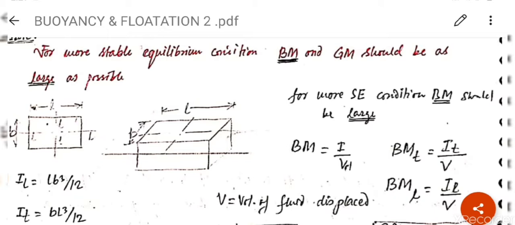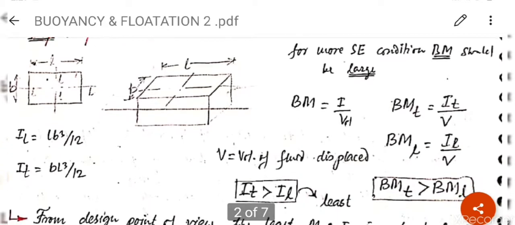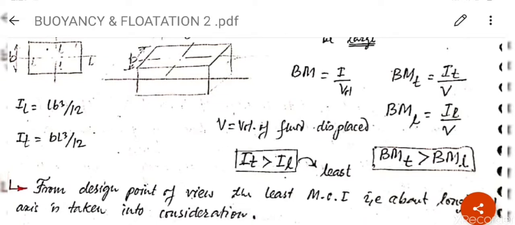I've already explained, for more stable equilibrium condition, BM should be as large as possible. So, BM value will be I upon volume. This is the formula for finding BM. For this case, BM transverse: we will put in place of I, IT upon volume. Volume is the same. And next is BM longitudinal: IL in place of I, and volume is the same. V is the volume of fluid displaced by the body. So IT is greater than IL in this case.